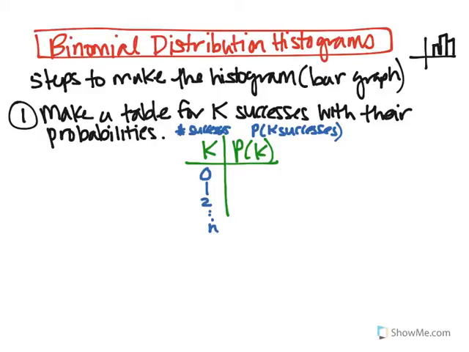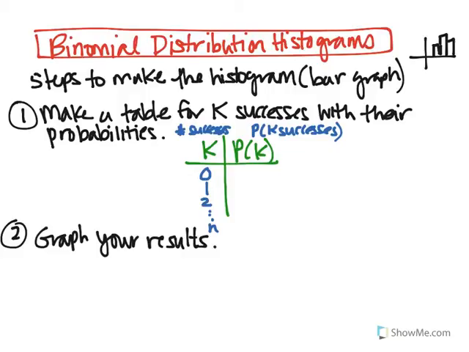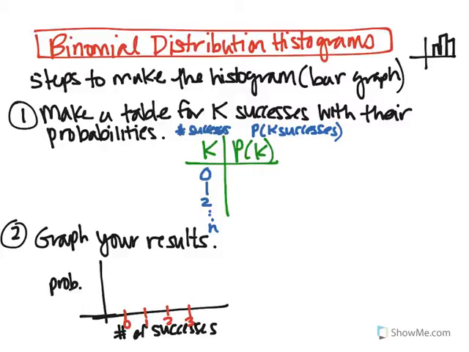And the second and last step is to actually graph your results. When you make your histogram, you're going to have on the x-axis the number of successes. You're going to scale that, starting with getting no successes, getting 1 success, getting 2 successes, 3 successes, and so on. Then you are going to have the probability on the y-axis. Your probability is going to be anywhere between 0 and 1, so you'll be making your bar graph extending to some value up to 1.